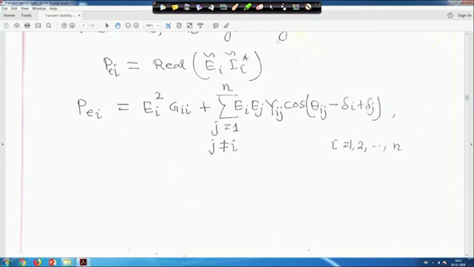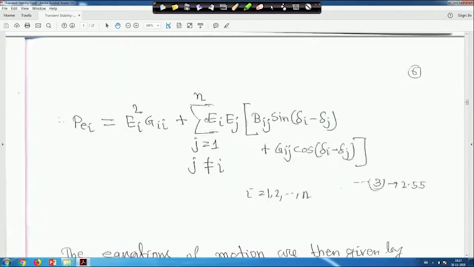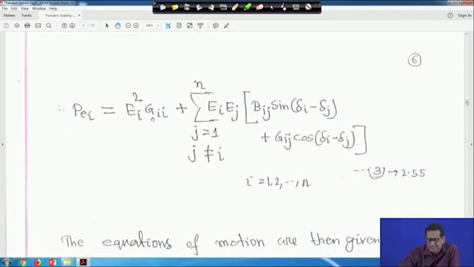That is why we write Pi equal to Ei squared gii plus the sum over j equal to 1 to n of Ei Ej, bij sin(delta i minus delta j) plus gij cos(delta i minus delta j). I showed you that this is the expression, and this is for i equal to 1 to n. This is equation 3.